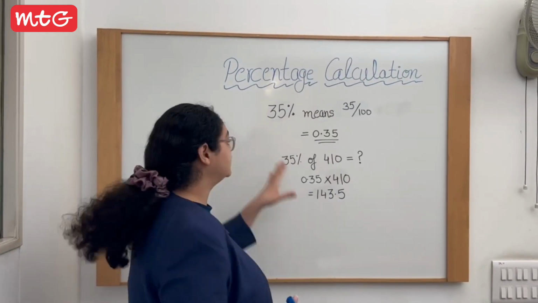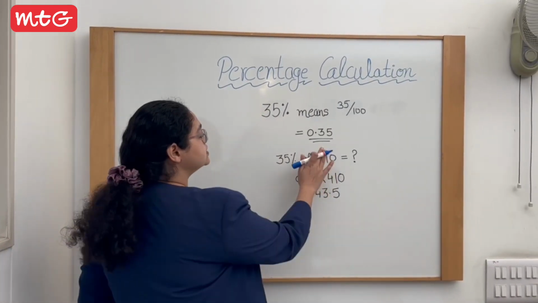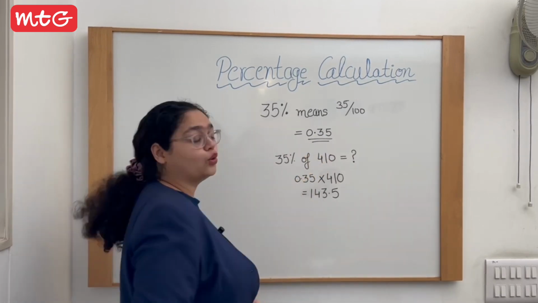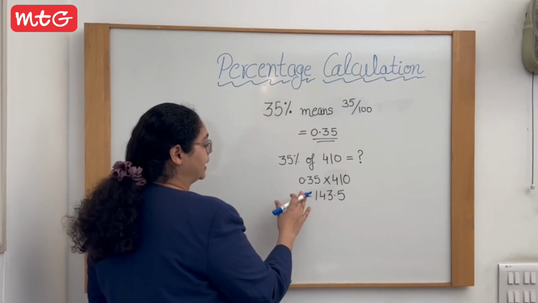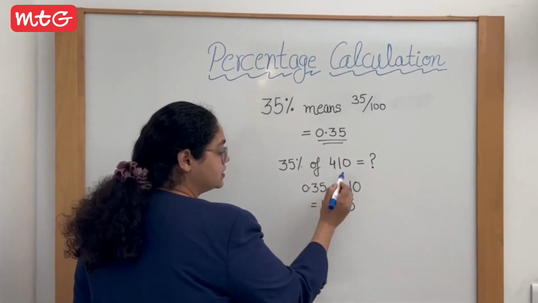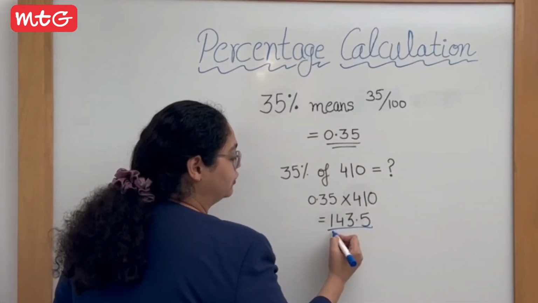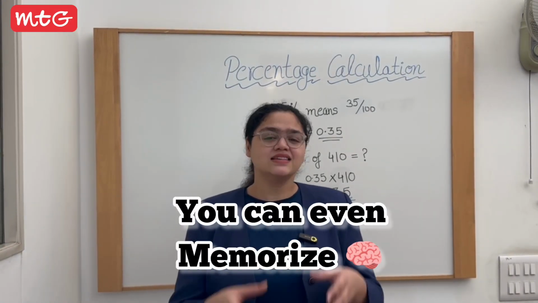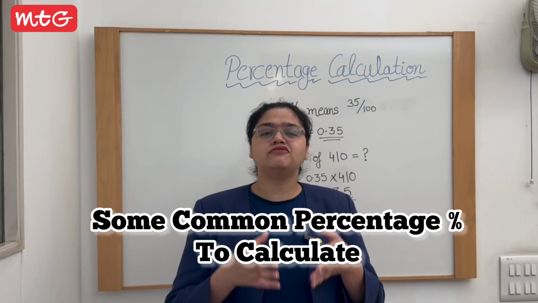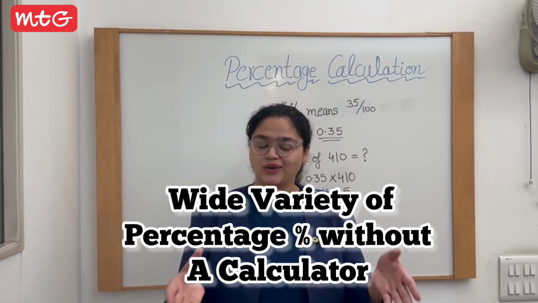Previously, we calculated the decimal of 35%, which is 0.35. So, to calculate 35% of 410, we simply have to multiply 0.35 into 410. That is 143.5. Easy, isn't it? You can even memorize some common percentages to calculate a wide variety of percentages without a calculator.